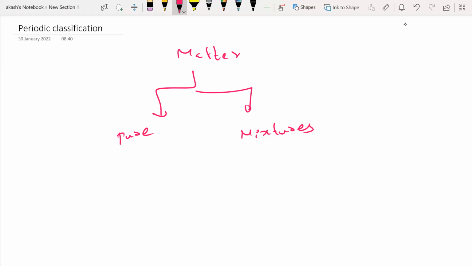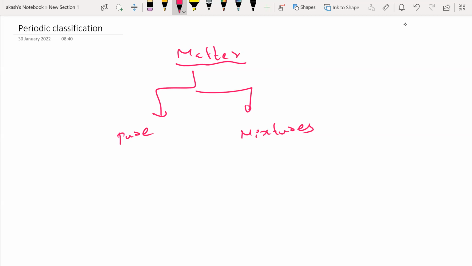You might have studied this classification in the chapter called "Is Matter Around Us Pure?" I don't know how much you remember. That would have been your second chapter in chemistry in your ninth class. So we know what matter is. Matter is anything which has mass and occupies space. Anything which has mass and volume is what is called matter.